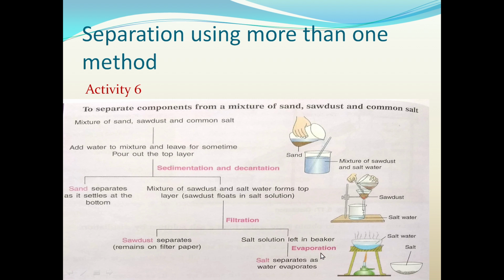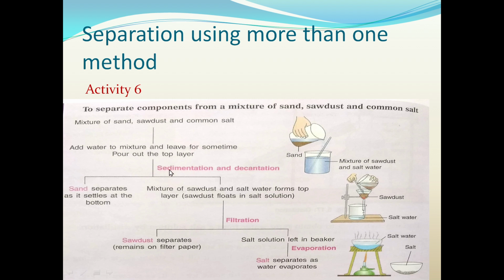Now we have to separate salt from water. What are we going to do? We are going to opt for the method of evaporation. Now you take the salt solution in a china dish and then warm it. When you heat it, water starts boiling and escapes in the form of water vapor. And when all the water is boiled off, finally you get salt in the china dish.